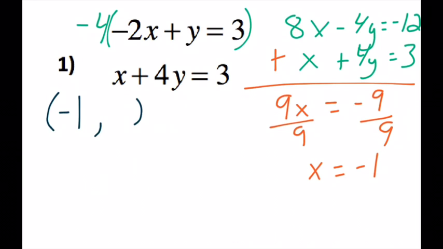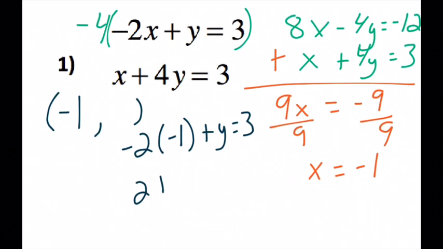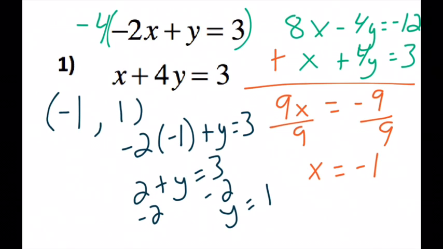Now we're just going to plug negative 1 in for x. Top or bottom, doesn't matter. I'm going to go ahead and do it to the top. So I have a negative 2 times x, which is negative 1, plus y equals 3. So now I have 2 plus y equals 3. Subtract 2 from both sides, and y equals 1, which is the exact answer we got before, negative 1, 1.